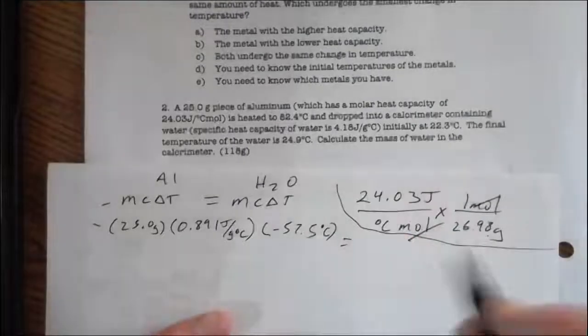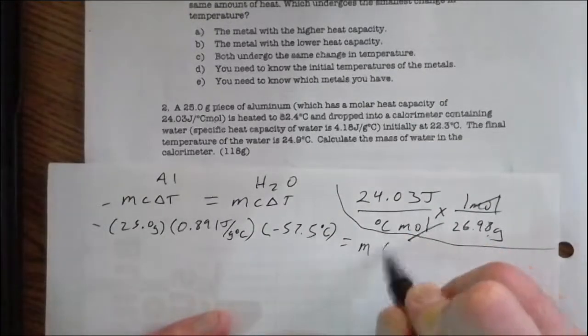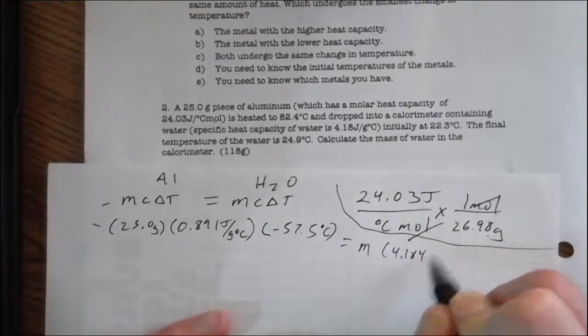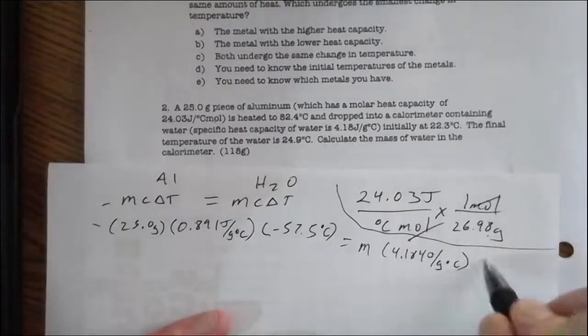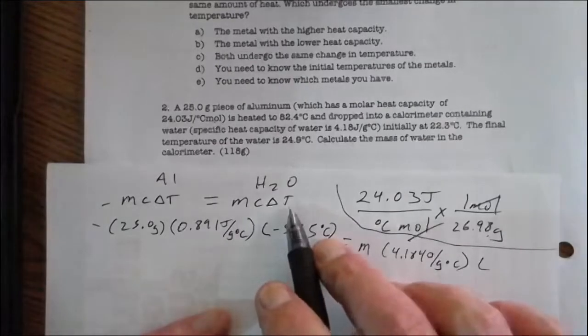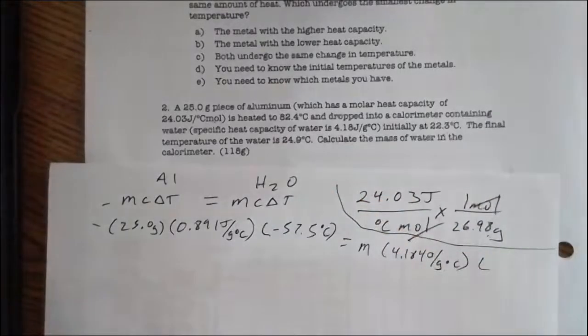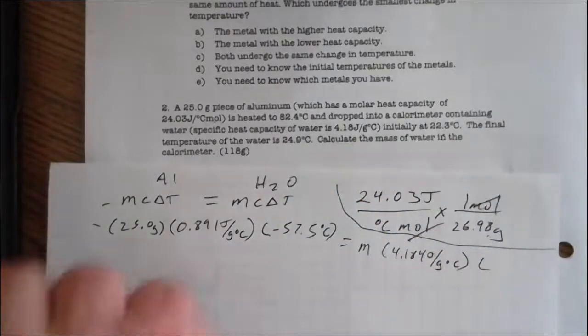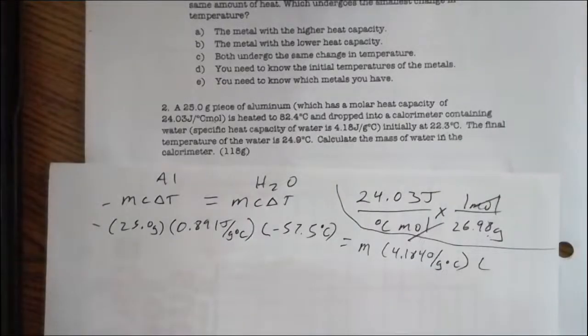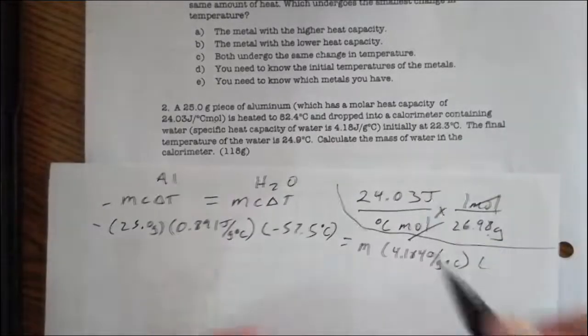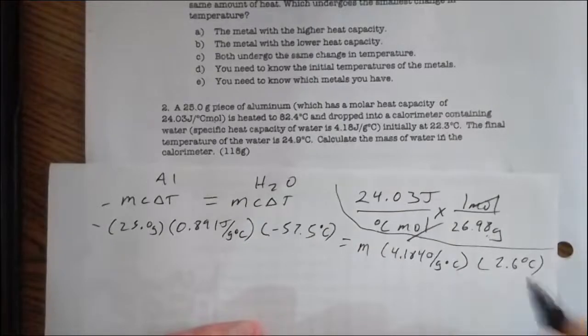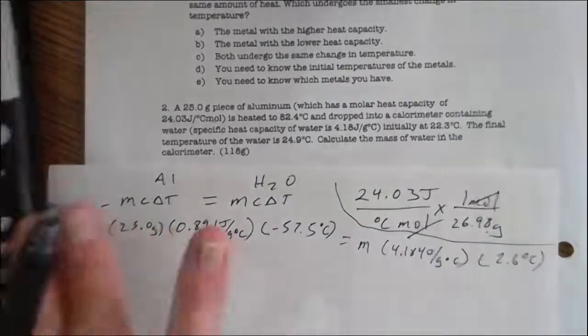We want to break that off there. We want the mass of the water. We know that water is 4.184 joules per gram degrees Celsius, and we want the change in temperature. The initial temperature of the water is 22.3, so the final is 24.9. 24.9 minus 22.3, that's 2.6 degrees Celsius. So now it's just a game.